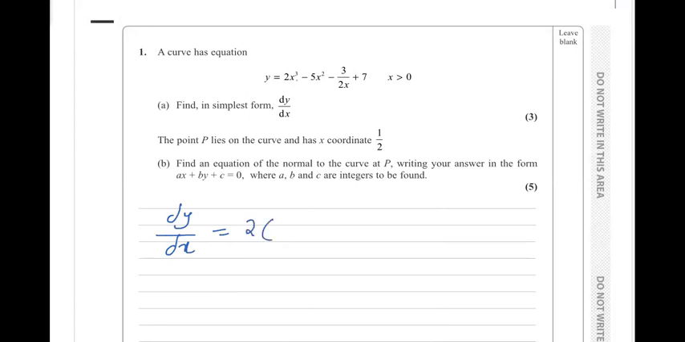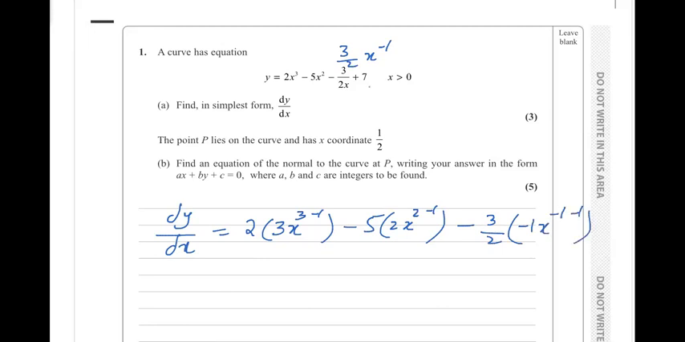Apply the power rule on x cubed: bring the power down, and subtract 1 from the power, so it will be 3 minus 1. Minus 5 as it is, apply the power rule on this one, bring the power down, subtract 1 from the power. Minus, for this one, it will be better if I write it in this form, 3 over 2, x to the power negative 1, so it will be easy for me to apply the power rule. So it will become 3 over 2. Apply the power rule, bring the power down, subtract 1 from the power. And then 7 is constant, so the derivative of a constant is 0.